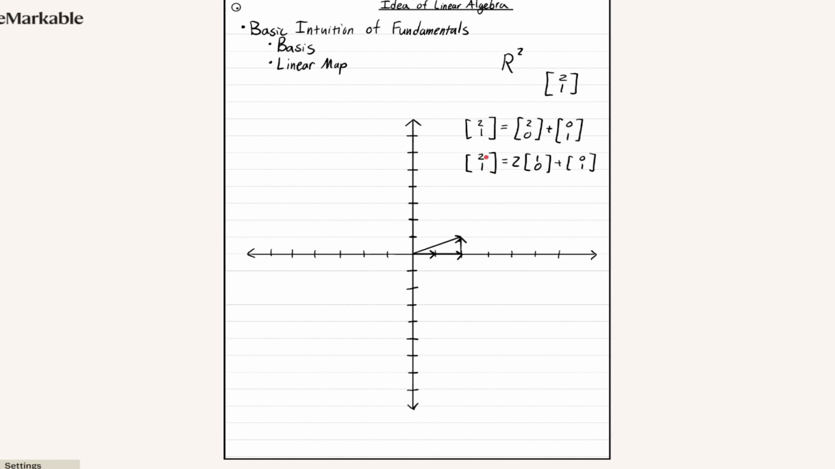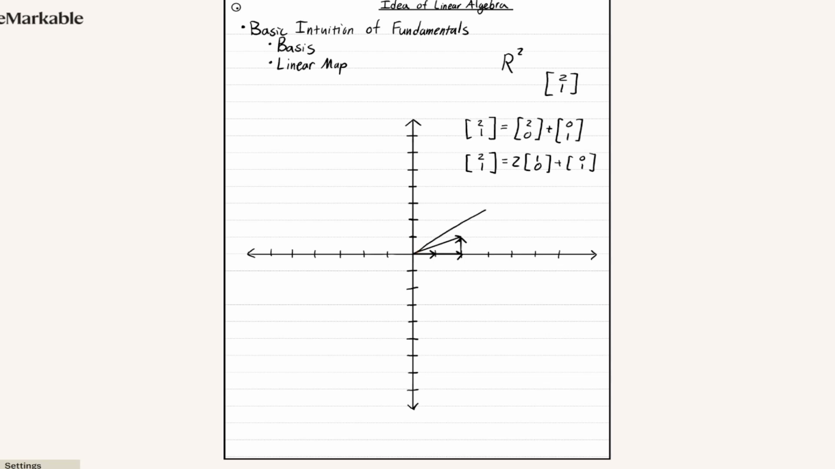All this means is that the vector (2, 1), this one that's diagonal, is equal to 2 times (1, 0), 1 to the right, these two, plus (0, 1). This can work for any vector we choose in R2.